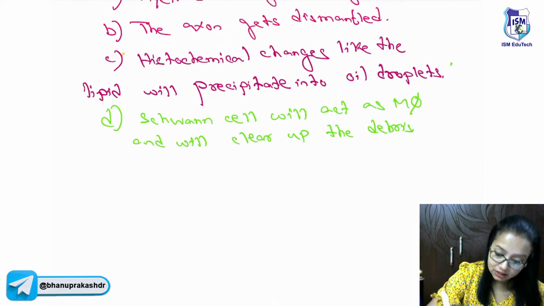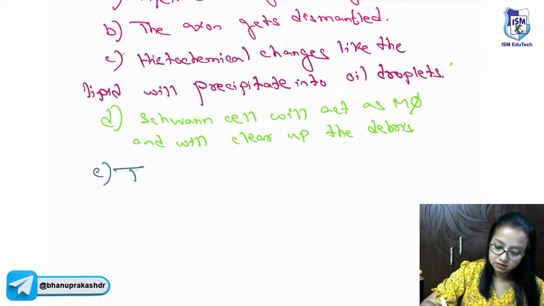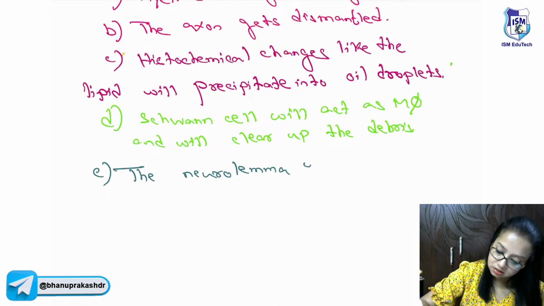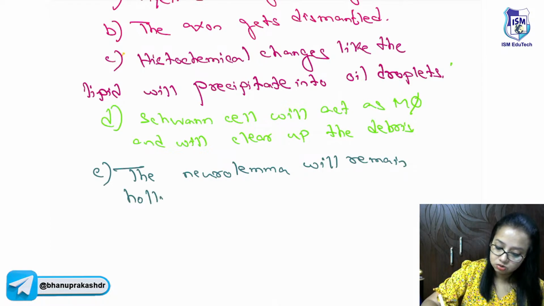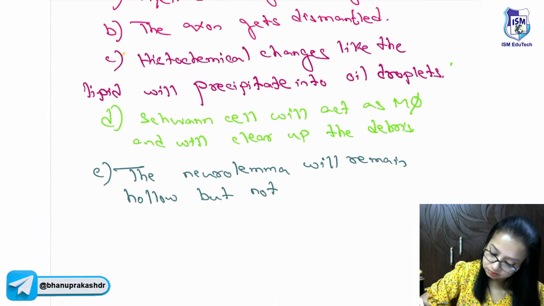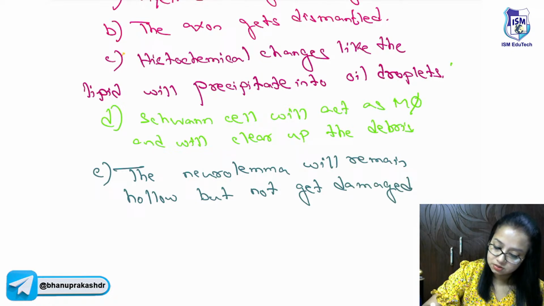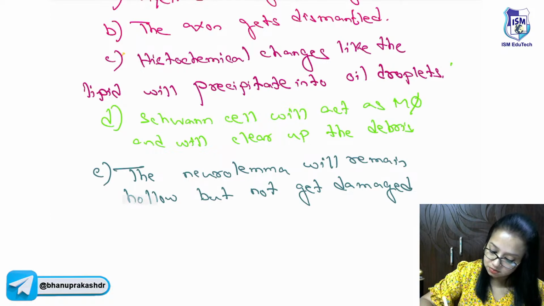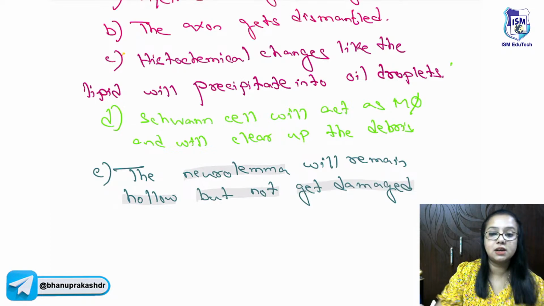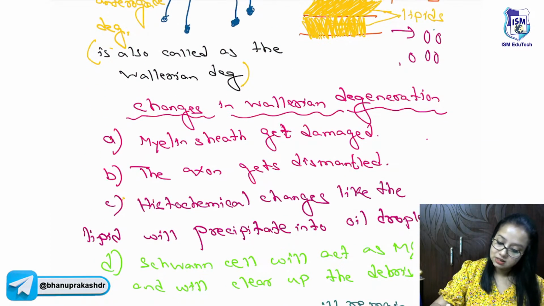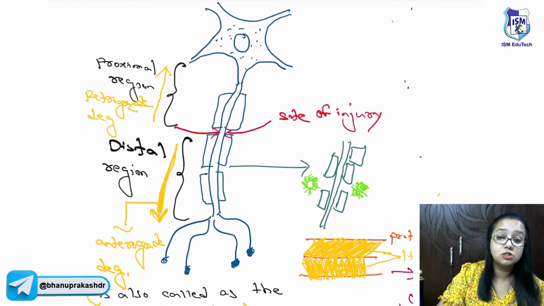One thing, another important thing to remember, the neurolemma will remain hollow but not get damaged. Okay, this is a point to remember. It will remain hollow, what? The neurolemma, but will not get damaged. These are the changes in the distal portion, which is the Wallerian degeneration.